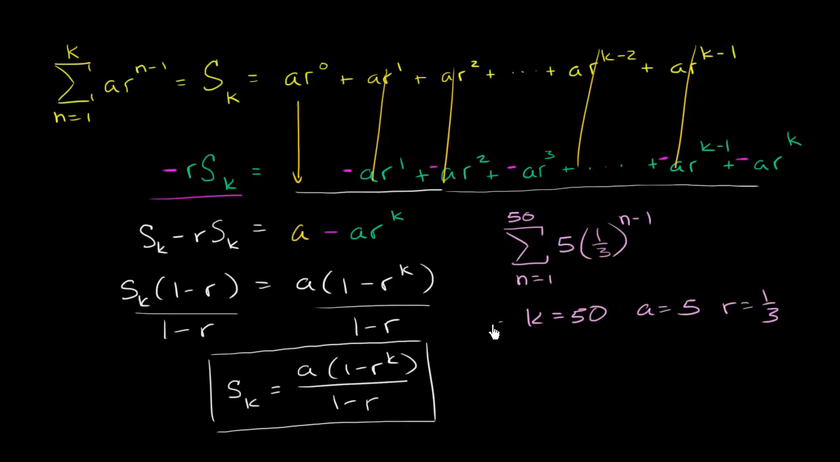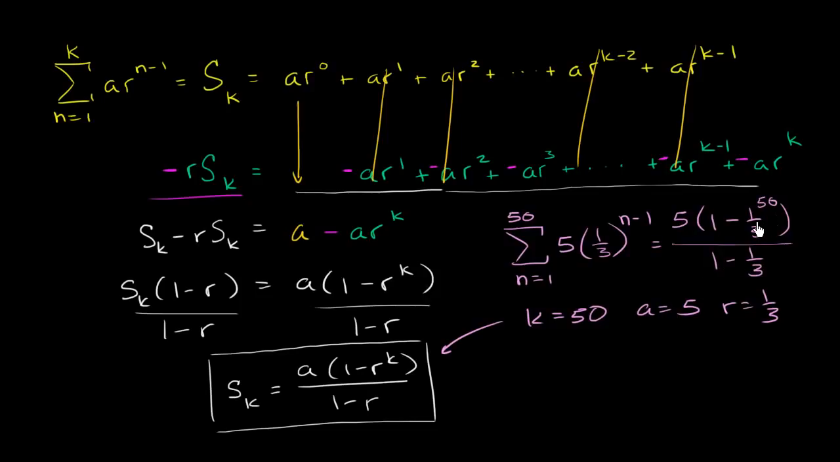And so we can just substitute back into this formula that we just derived to figure out what the sum is. You don't have to literally type all of this stuff into your calculator. You just have to type this thing right over here. So in this case, it's going to be equal to 5 times 1 minus 1/3 to the 50th power, all of that over 1 minus 1/3.